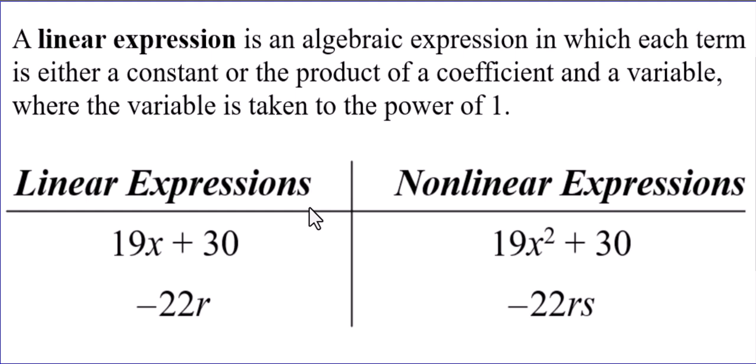All right, so what does this really look like? I made you a very simple little table here to compare and contrast. On the left side, we have linear expressions. On the right side, we have non-linear expressions. So 19x plus 30. Here we have a product of a coefficient and a variable. Here we have a constant. This is what we're talking about here for the terms of a linear expression. But over here, the variable is to the power of 2, so that makes it nonlinear. We have to have just a regular variable where we don't see the exponent because that would make it the power of 1. That's what you have to have for it to be a linear expression.